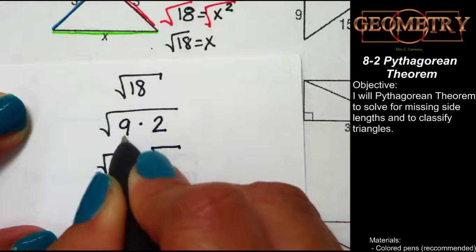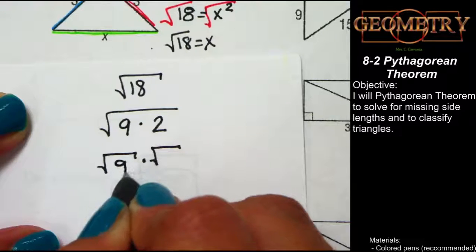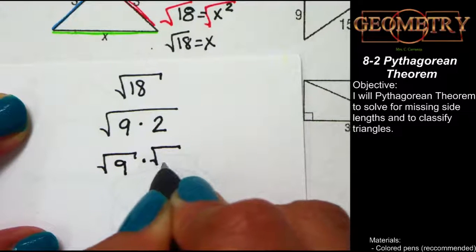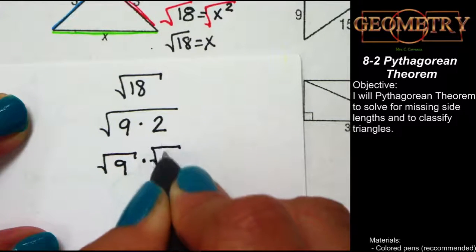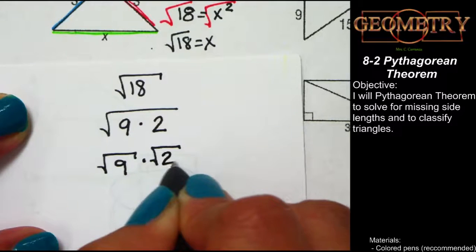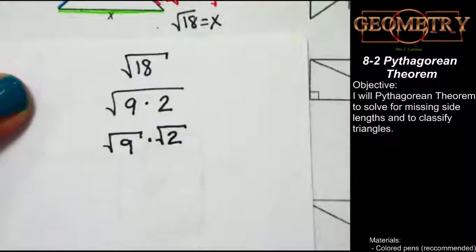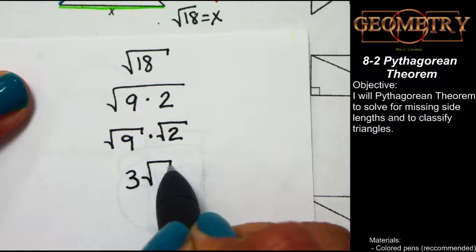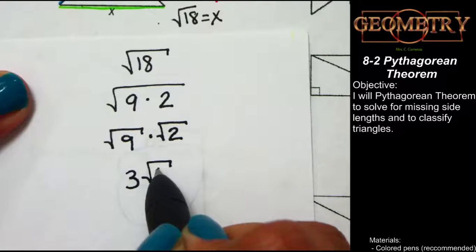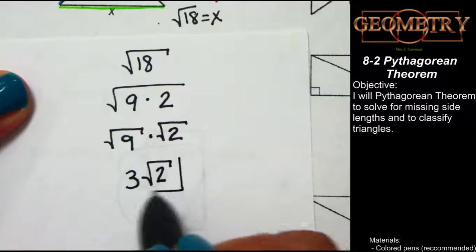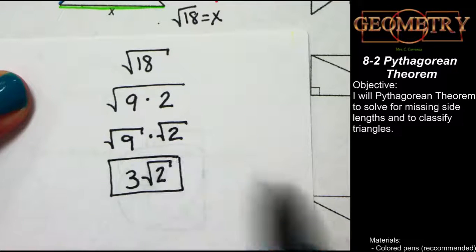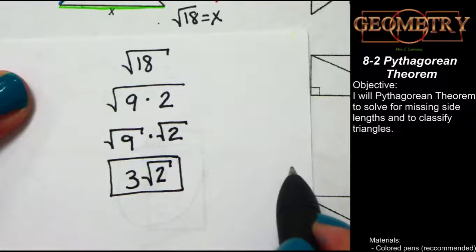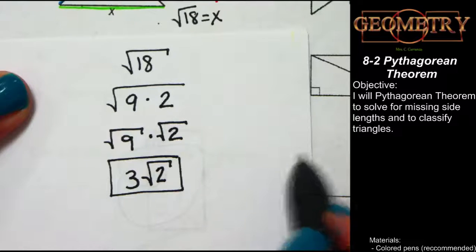So this first radical is going to have my first factor, the first thing I'm multiplying. And my second radical will have the second factor, the second thing I'm multiplying. The square root of 9 is 3, and since I don't have a good whole number square root for 2, I'm going to leave it alone, and so my final simplified answer is 3 square roots of 2.